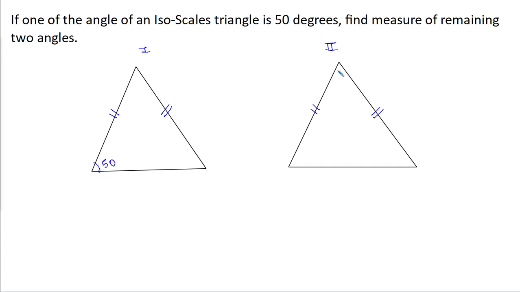Or 50 degree can be here. Okay, 50 degree can be a part of two equal angles, or 50 degree cannot be a part of two equal angles. Are you getting this? So we need to consider both cases here.